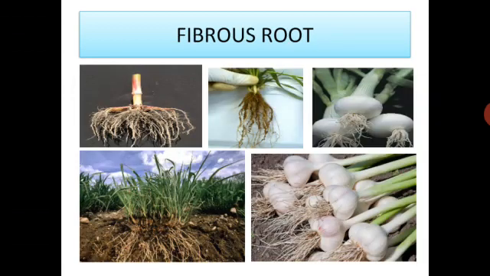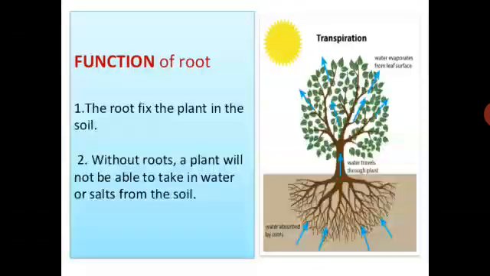Now fibrous root. The first picture is of a maize plant, another grass, onion, one more picture of grass, and garlic. These all plants have fibrous root. Now let's learn about the function of the root.